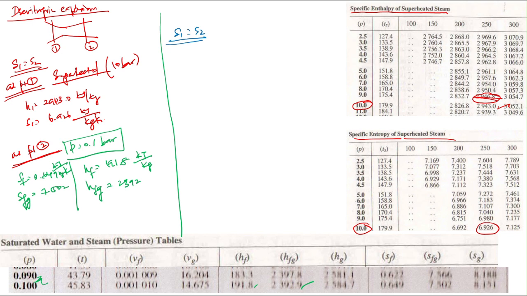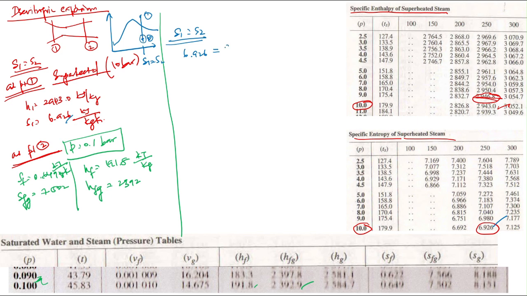In a normal TS curve, this is the saturated region. This is point number 1, this is point number 2. So we can write S1 is equal to S2. S1 is superheated steam, and we have already found the value of S1 here, 6.926, equal to S2. We don't know where S2 is located. It is located in the saturated or wet condition.